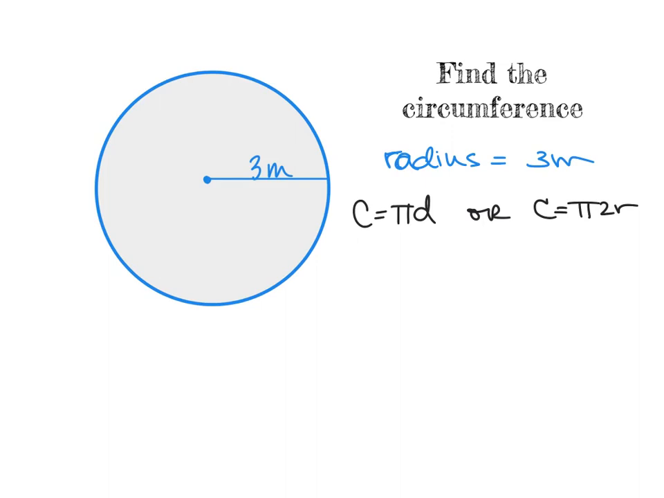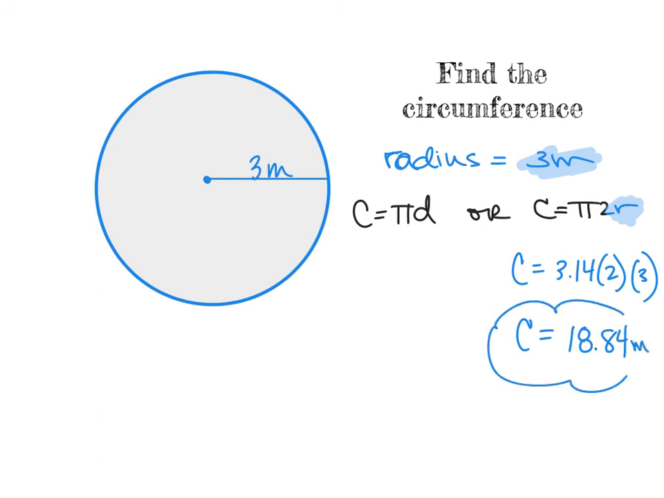Because I know that the circle has a radius of 3 meters, let's go ahead and use the equation that has radius. Circumference is equal to 3.14 times 2 times my radius, which is 3. When I calculate that through, circumference is equal to 18.84 meters. And that is my final answer. Remember that it doesn't matter which formula you use. You can use one or the other depending on the information that's given.